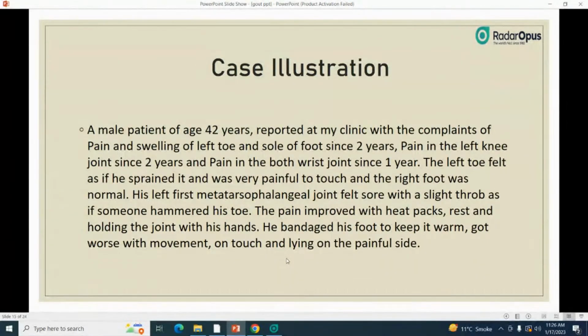So this was all about gout from my part. Now I'm going to discuss a live case with you all.